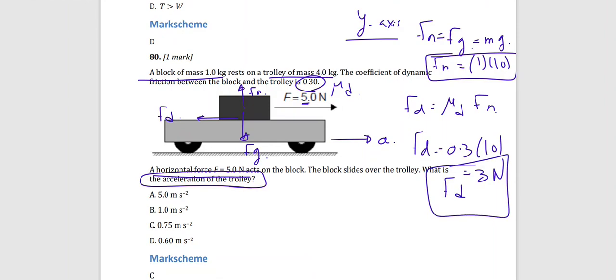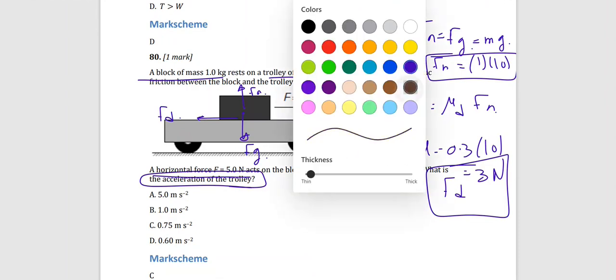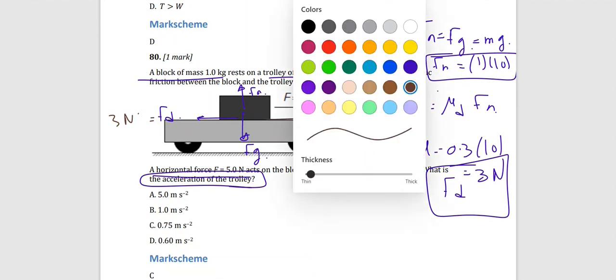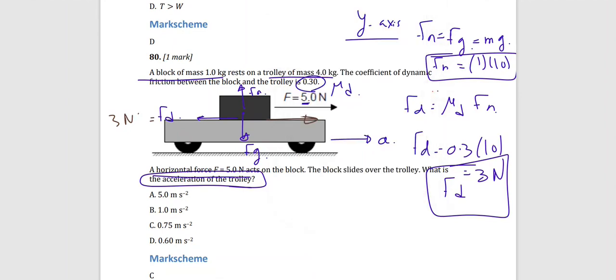For every action, there is an equal and opposite reaction. Since the friction force on the block is 3 Newton in this direction, from Newton's third law I will have a reaction force on the trolley in the opposite direction. The value of this reaction force will also be 3 Newton.